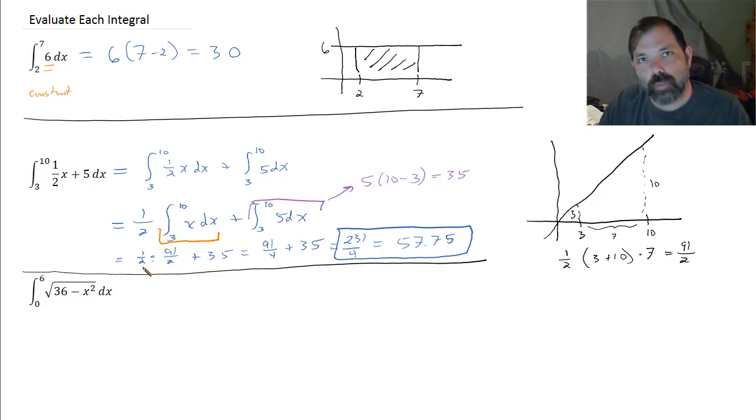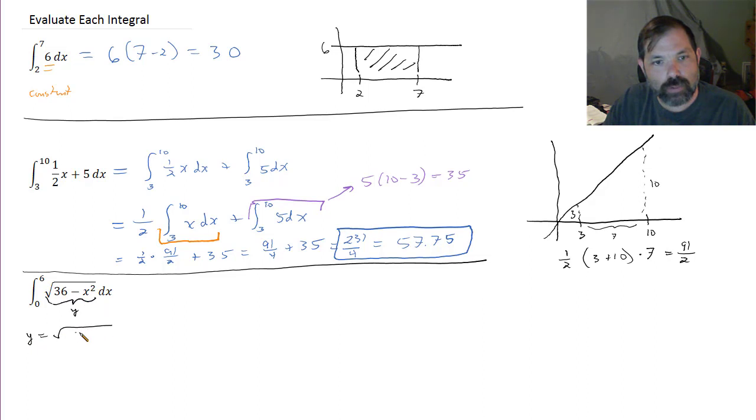All right, so here's what I'm going to do. I'm going to think of this temporarily as some y. So y is equal to the square root of 36 minus x squared. Now if I square both sides, then y squared is 36 minus x squared. And let's add the x squared to both sides. Then x squared plus y squared is 36.